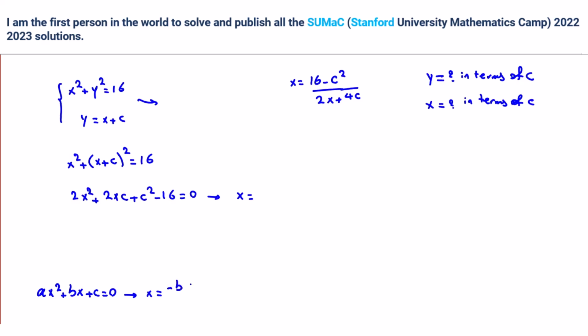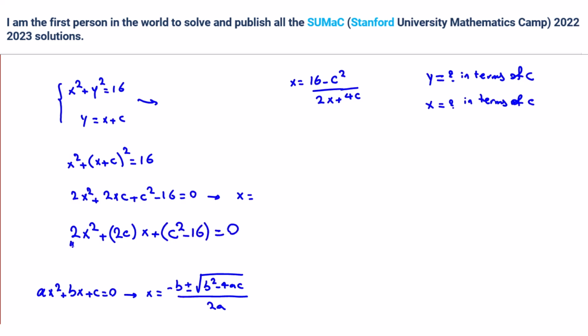Negative b plus or minus root b squared minus 4ac, over 2a. Yes. So look, one part is the coefficient of x squared, which is 2. One part is the coefficient of x, which is 2c. One part is the constant term, c squared minus 16. So this part is our a, this part is our b, this part is our c, if we consider. Okay?